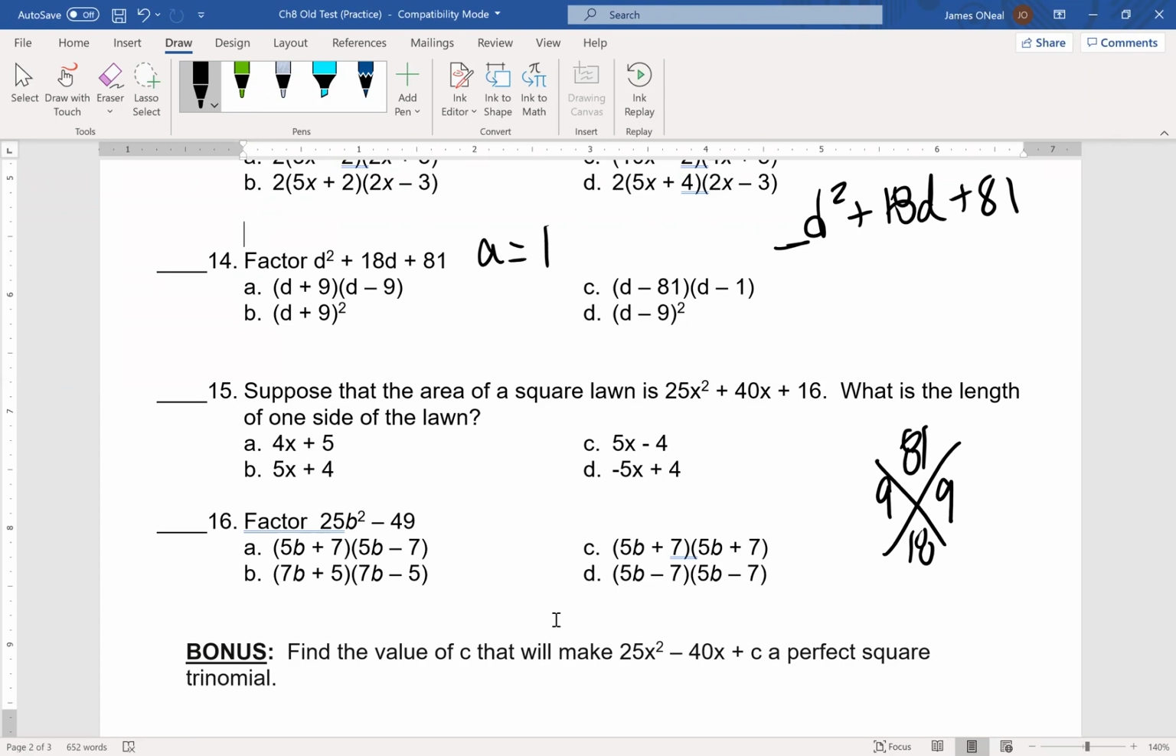All right, so we end up with D plus 9 times D plus 9. We all look at here, that is not an option in our problem. So D plus 9 times D plus 9 can be written as what? Alberto, make sure you hit the shift. So D plus 9 squared, B.